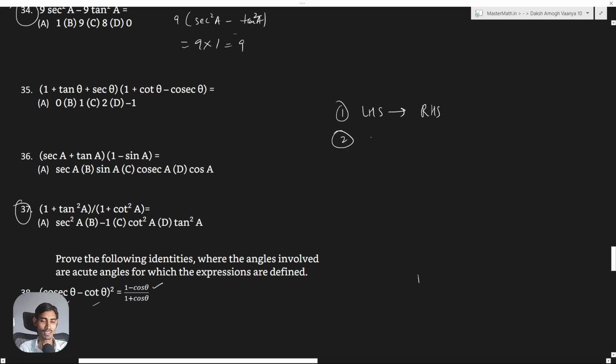Now, second thing is convert to the simpler trigonometric ratios sine and cos. It works for 80% of questions, 80 to 90% of the questions. These are easy. Somehow this happens to be easy to digest.